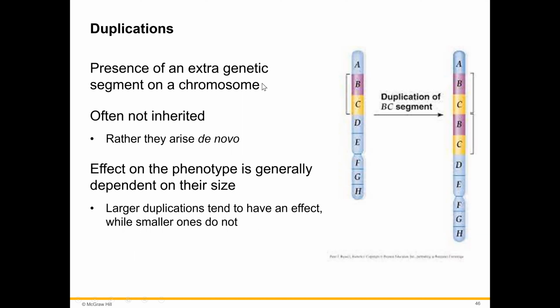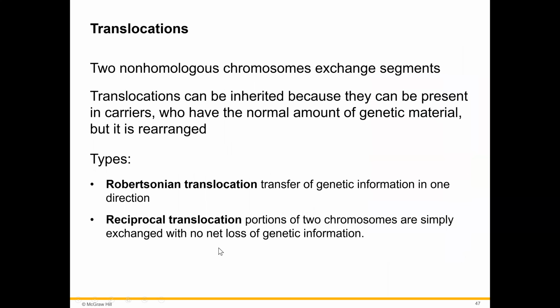Duplication. So in a duplication, you can see here how segments B and C were duplicated in a chromosome. Presence of an extra genetic segment on a chromosome, often not inherited, also arising de novo. The effect on phenotype generally depends on size. So again, if a small segment is duplicated, it might not have an effect, but larger duplications tend to have an effect, while smaller ones do not. So that's a duplication. Then we have translocation, when two non-homologous chromosomes exchange segments.